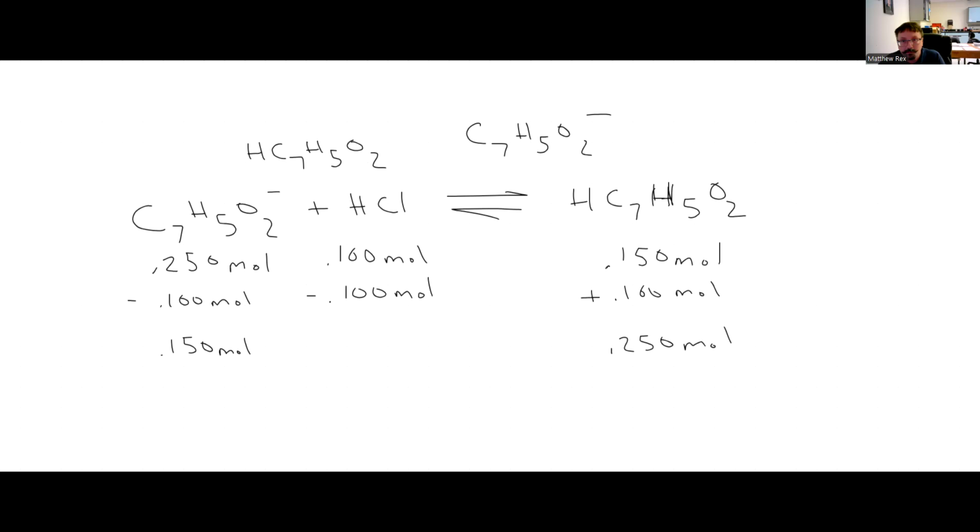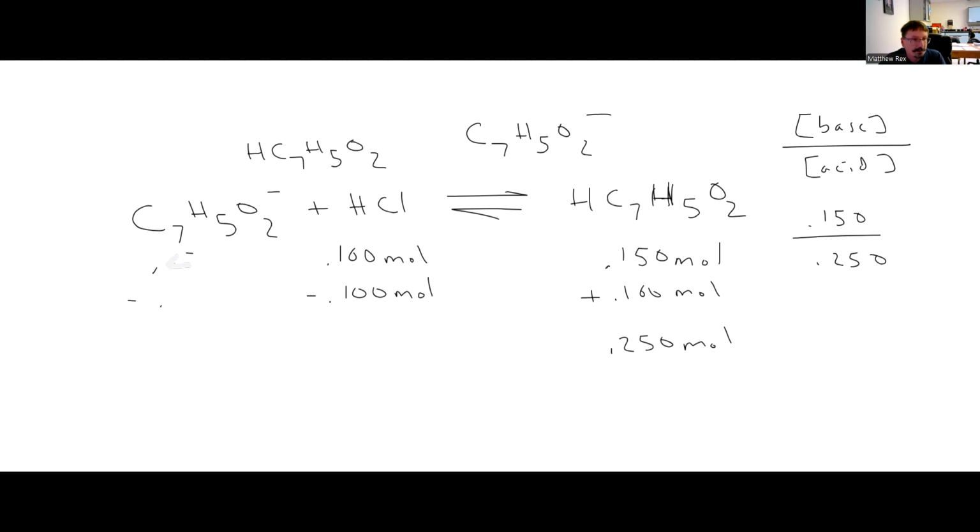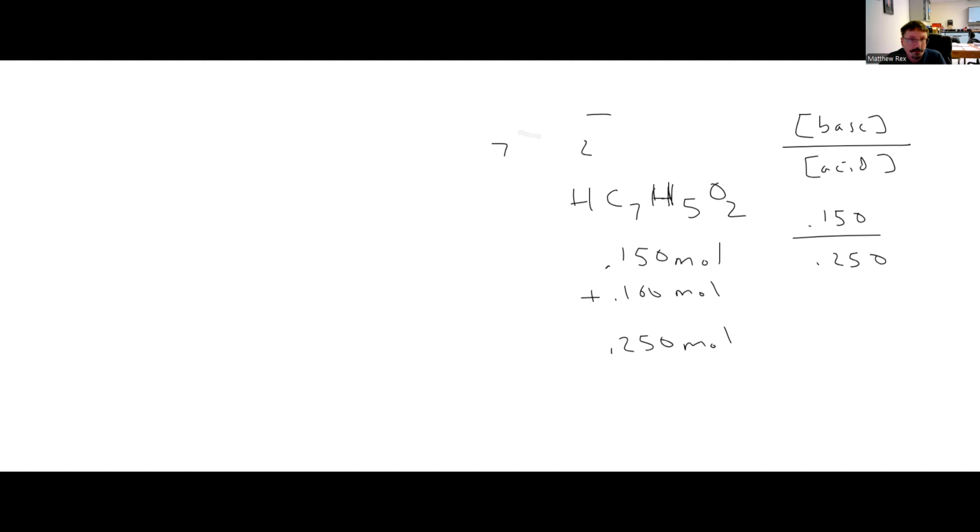So in terms of our base acid ratio, we can keep these as they are, or we can convert them back into molarity. Either way, the ratio is going to be the same. If we wanted to convert these, we would take our new volume. We had a liter of the original buffer solution, and to that, we added 100 milliliters of that HCl solution. So our new volume would be 1.1 liters.